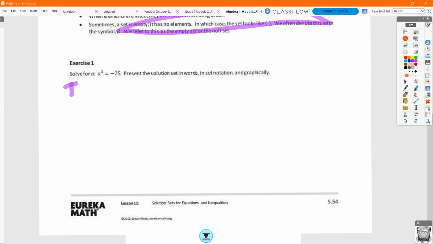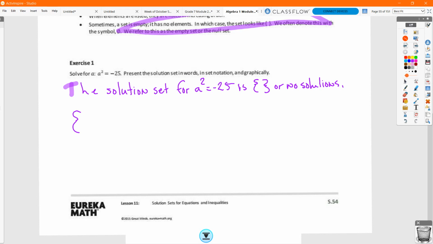So to present the solution set in words, okay, this might actually be helpful to have in pen. The solution set for a squared equals a negative 25 is no solutions. Set notation. Remember what they said. You can use the brackets. Yeah, well, my brackets look messed up. Okay, let me try this one again. Or you could write it as a null set.